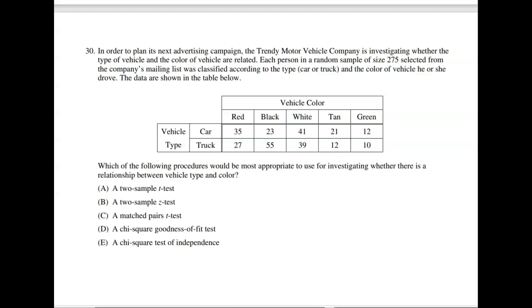We have two variables we're looking at: the vehicle types and the vehicle colors. They're two different categorical variables. Within each of those, we have specific categories. For color, we have red, black, white, tan, and green, and for type, we have car or truck. So this one is going to be a chi-squared test for independence.